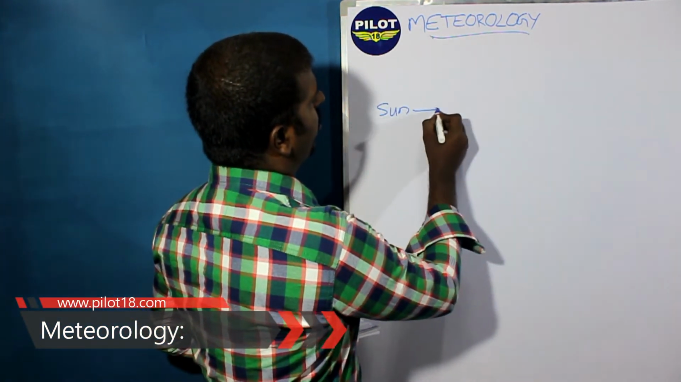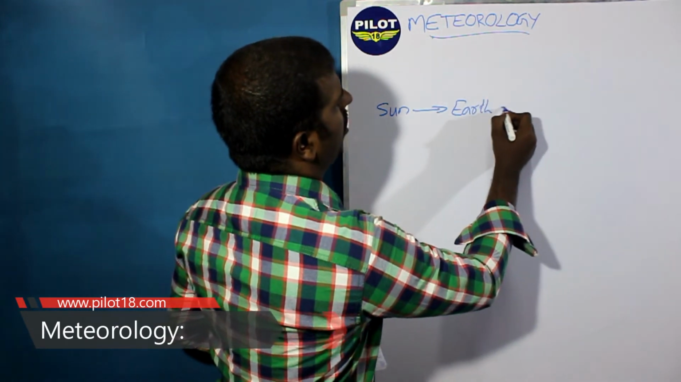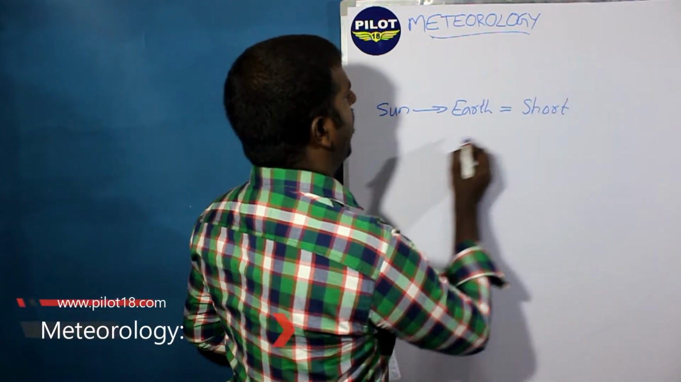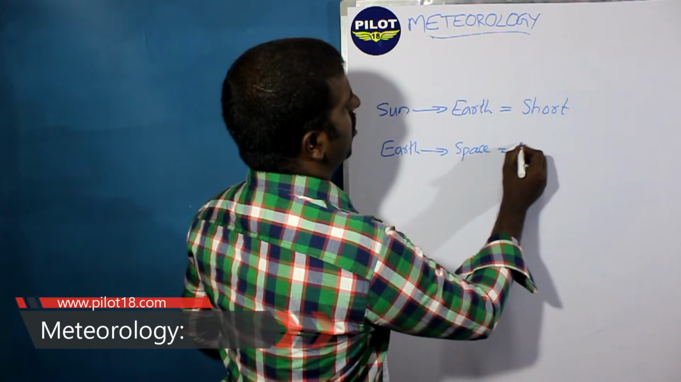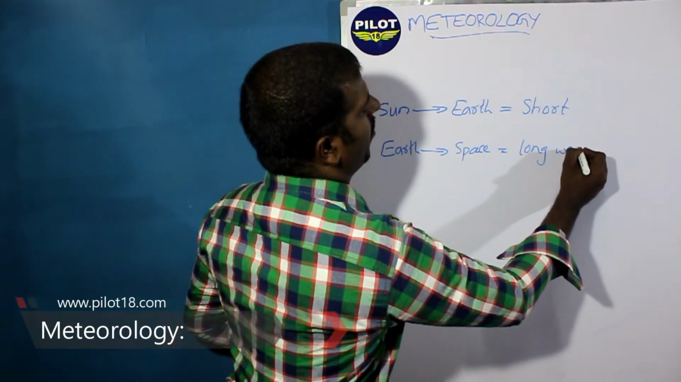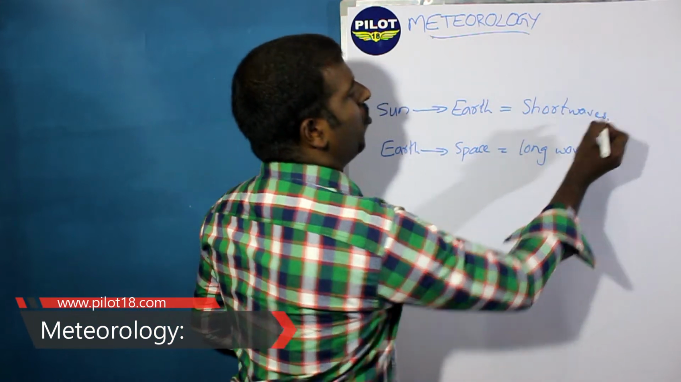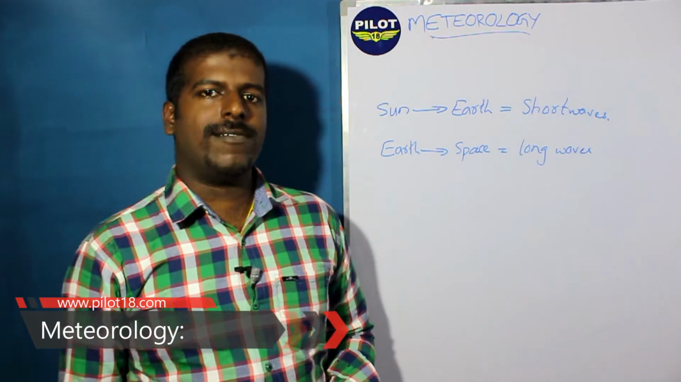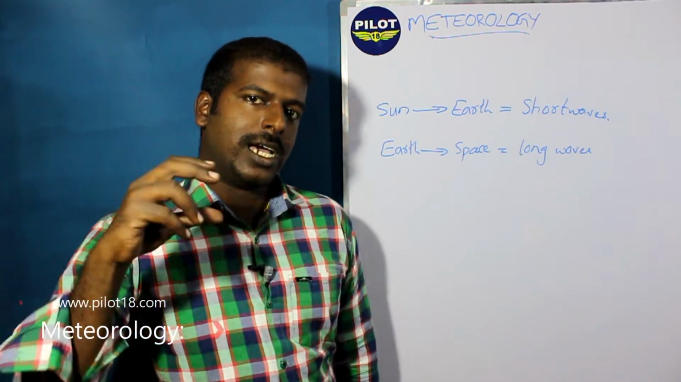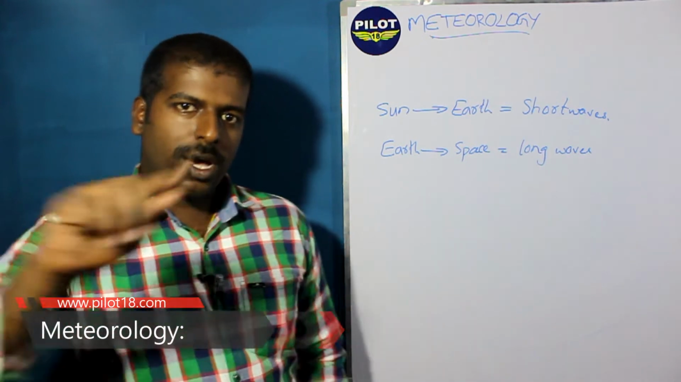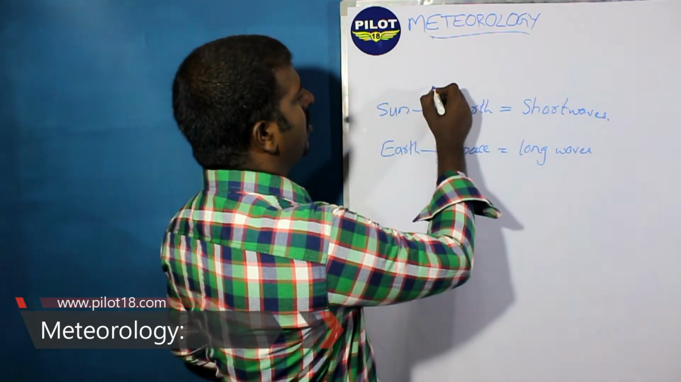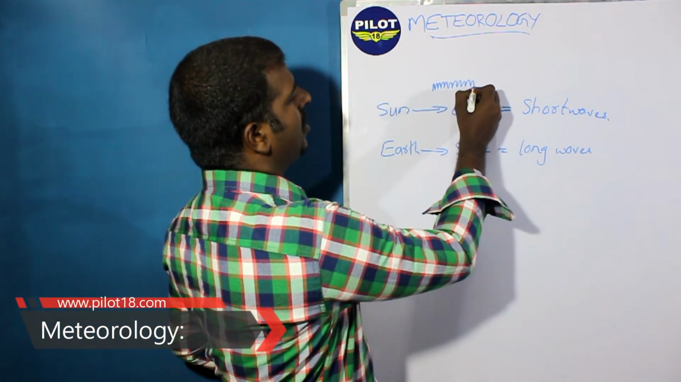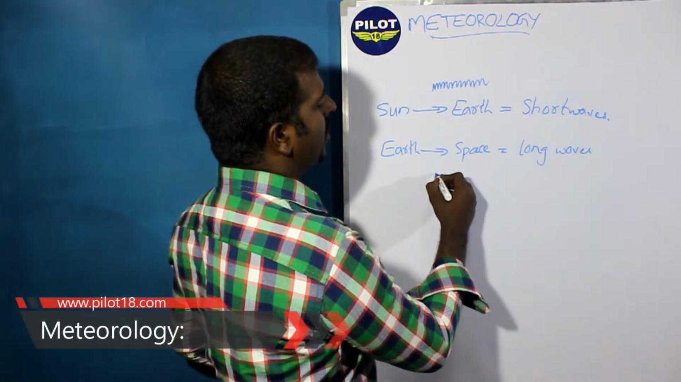From sun to earth, short. Earth to space, long. What does it mean? What is a short wave? Short waves means waves with shorter wavelength. The shorter the wavelength, the higher will be the energy. Okay. The longer the wavelength, the least will be the energy. So from sun to earth, waves will be like this. Infrared rays will be somewhat like this, and from earth to space it will be like this.